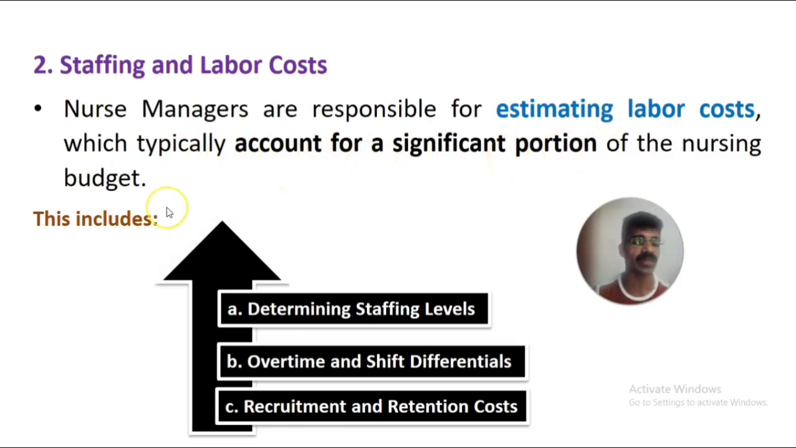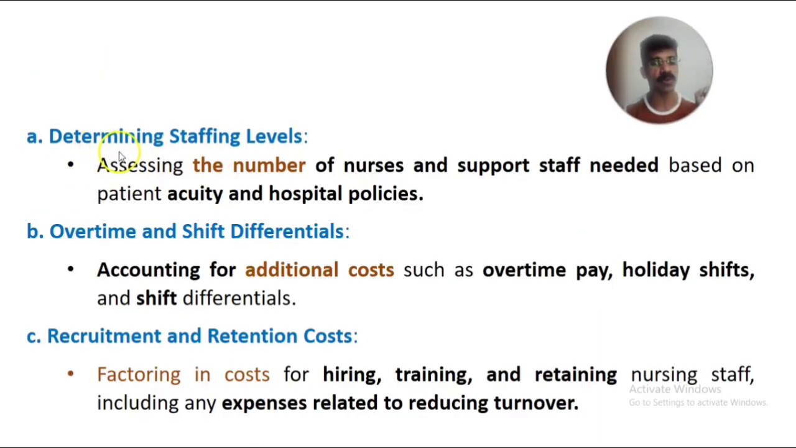Thus, nurse managers are responsible for estimating the labor cost, which typically accounts for the major portion of the nursing budget. This responsibility includes, one, determining the staffing level, what different categories or types and number of staff are required. Then the second point is overtime and shift differentials. What overtime has to be given to the staff in that particular ward, and what the shifts should be, 3 shifts, 2 shifts or more, that is shift differentials. And third is determining the recruitment and retention cost for the staff. So the first responsibility is determining the staffing level in the ward or nursing department.